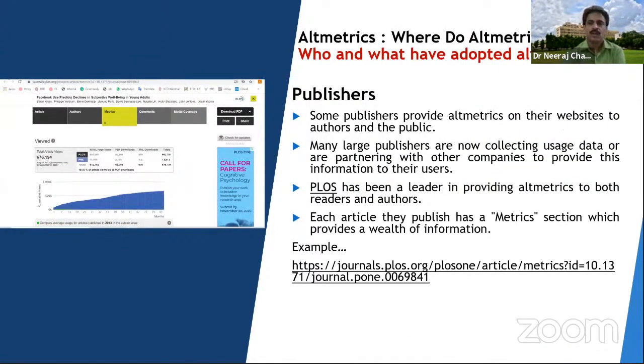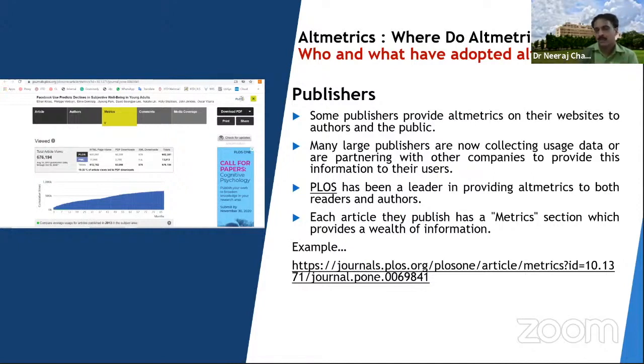Now, where do altmetrics come from? So first, who and what, who have adopted this altmetrics? So first thing is publishers. We have already discussed that. A number of publishers have integrated these altmetric tools in their products, in their journals. Some of the publishers provide altmetrics on their websites to authors and the public. Many large publishers are now collecting usage data or are partnering with other companies to provide this information to the users. PLOS has been leading in providing altmetrics to both readers and authors.